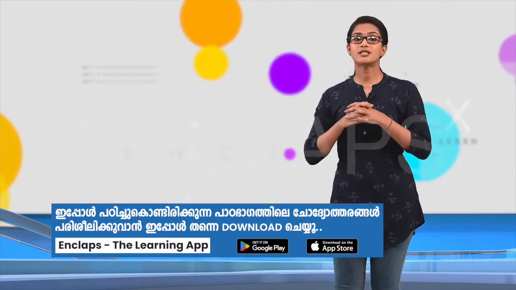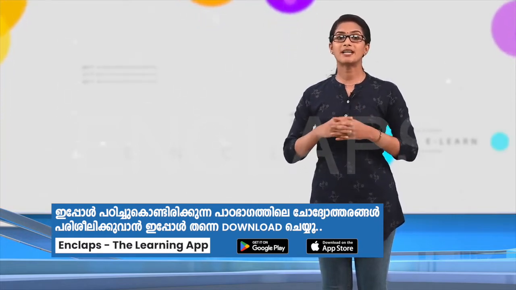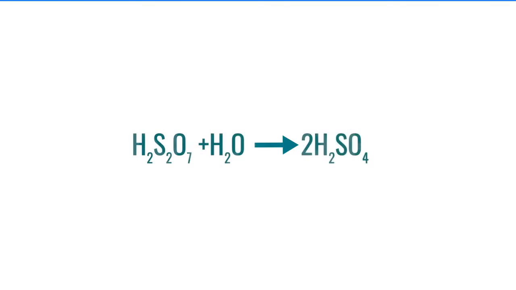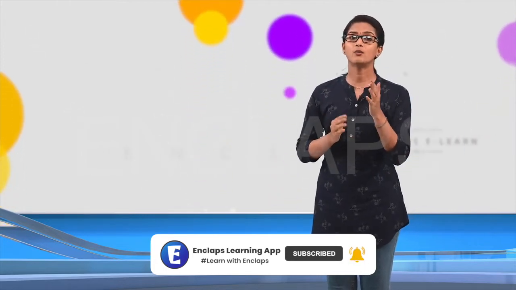H2S2O7. The product thus formed is known as oleum. Sulfuric acid is produced by dissolving oleum in water. H2S2O7 plus H2O gives 2H2SO4. Sulfuric acid is formed also by direct dissolution of sulfur trioxide in water.